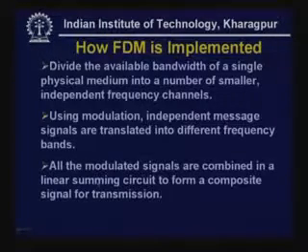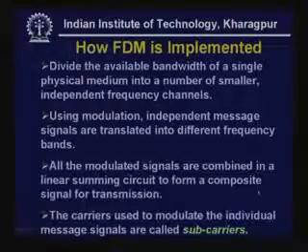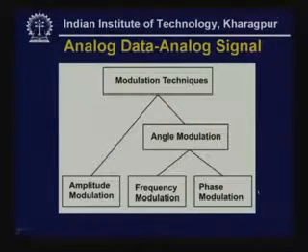The third thing that is done is that all the modulated signals are combined in a linear summing circuit to form a composite signal for transmission through the medium, which has higher bandwidth. Finally, the carriers are used to modulate the individual message signals. These carriers are called subcarriers, as we shall see. Here we are not using a single frequency carrier, but a number of carriers, and we can use one of three techniques: amplitude modulation, frequency modulation, or phase modulation, to generate the analog signal and translate the individual signals to different frequency bands by using different carrier frequencies.